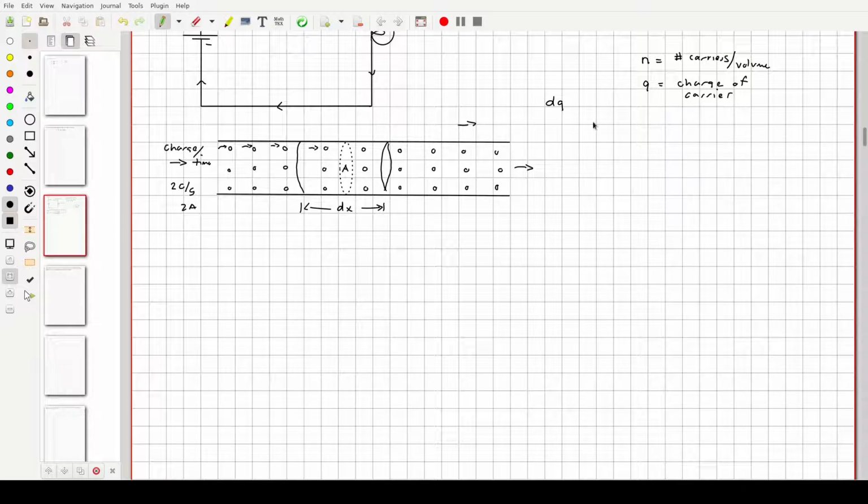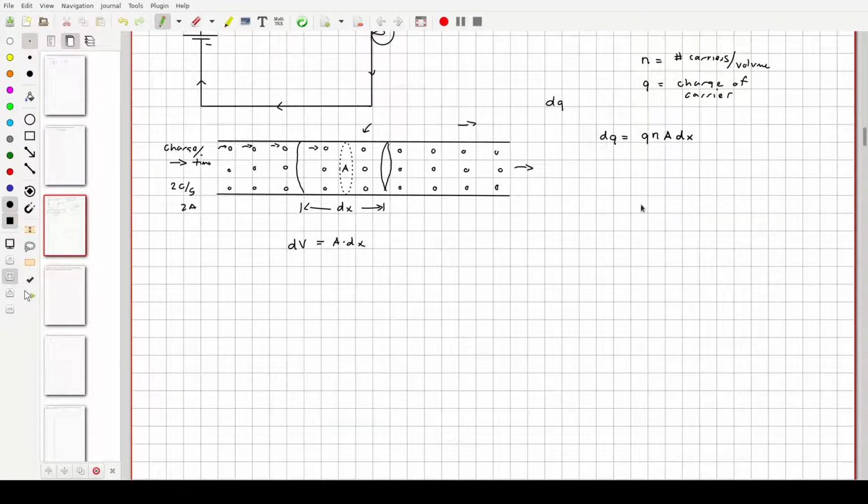So here, for example, if I wanted to look at the amount of charge sitting in this little volume right here, you would have q on each carrier. n would be the number of carriers per volume you have. So right here, this is the number of charges per volume. So what volume are we talking about? It's like a cylinder, right? And the volume of a cylinder like this would be A times dx. This would be the volume, which I'll call dV.